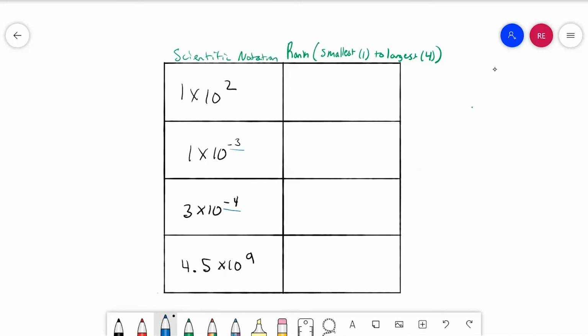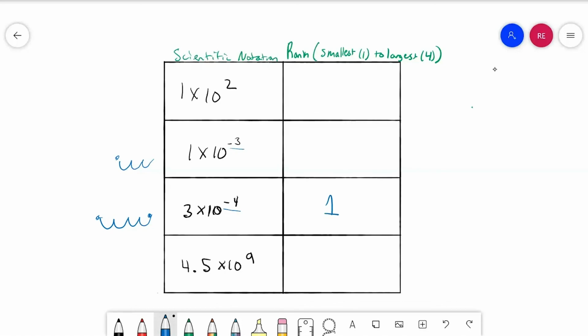With the value 4, that shows us that our decimal is going to be moving 1, 2, 3, 4 to the left. But with this one, it's going to be moving 1, 2, 3 to the left. So moving the decimal 4 times to the left will give us a smaller number than moving it 3 times to the left. So 3 times 10 to the negative 4, which is the length of a dust mite in meters, is going to be smaller than 1 times 10 to the negative 3.